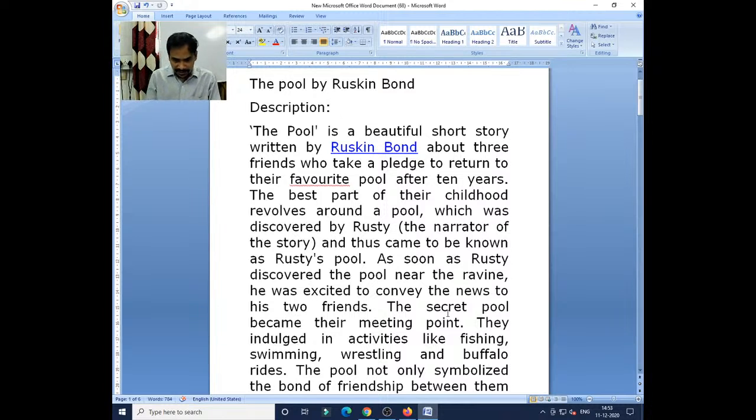Let us see what actually happened after 10 years. They spent their beautiful 10 years near the pool which they discovered, and especially the writer Ruskin Bond discovered the pool. They were all from a village. The setting is countryside.